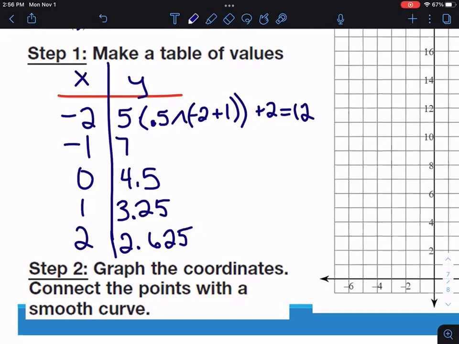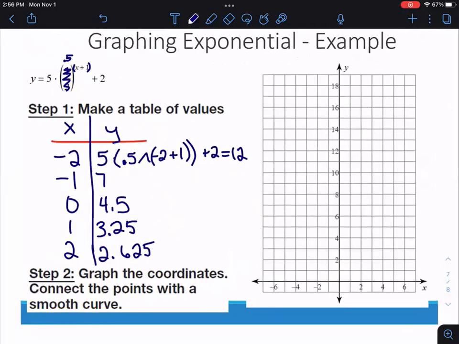All right, in order to graph this, I'm going to start at -2, 12. So I'm going to start at the origin, go left 2, up 12. It's going to give you that point right there. -1, 7; 0, 4.5; 1, 3.25; 2, 2.625.